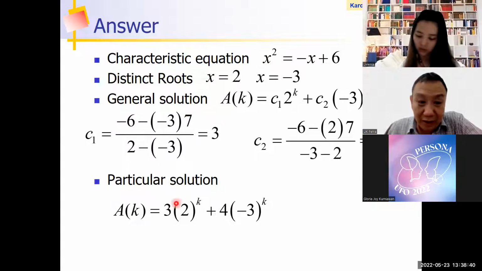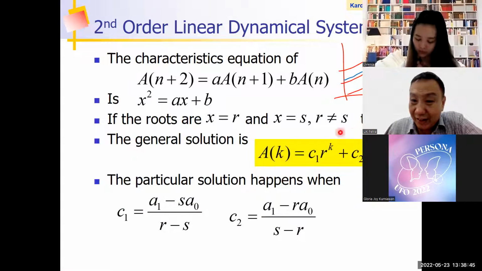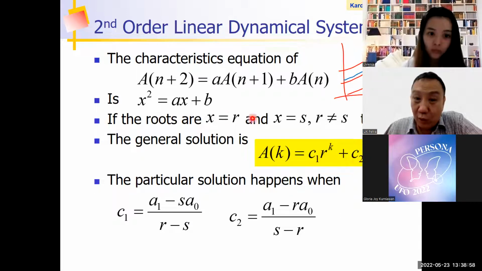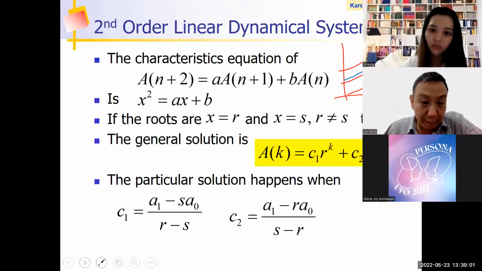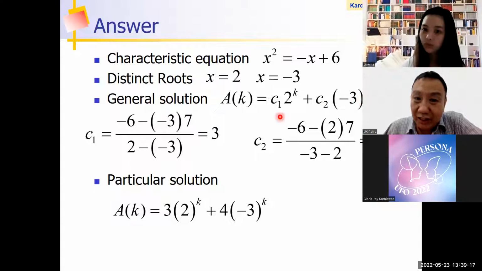So remember the general solution, the one in yellow, this one, right? This is the general solution. So what you will get is C1 times R exponent k, C2 times S exponent k. What are R and S? The roots. So we know the roots are 2 and minus 3. So then you will have C1 times 2 exponent k and C2 times minus 3 exponent k. So this is the general solution.